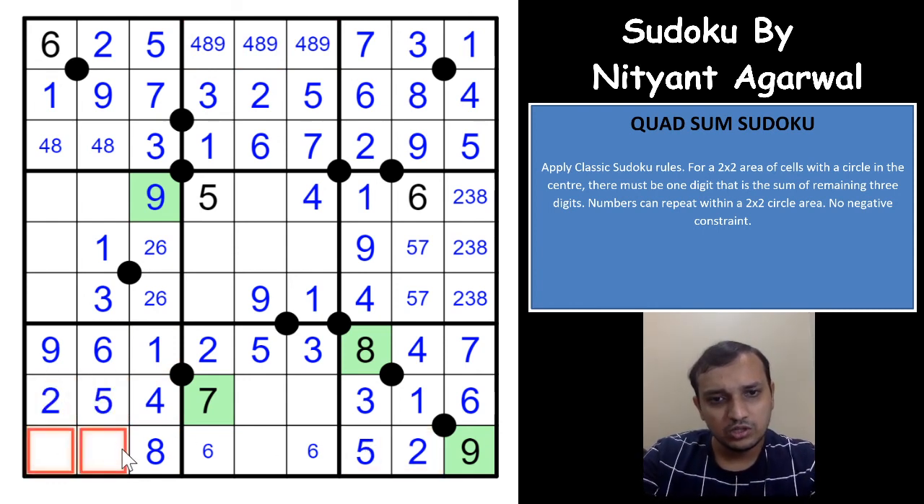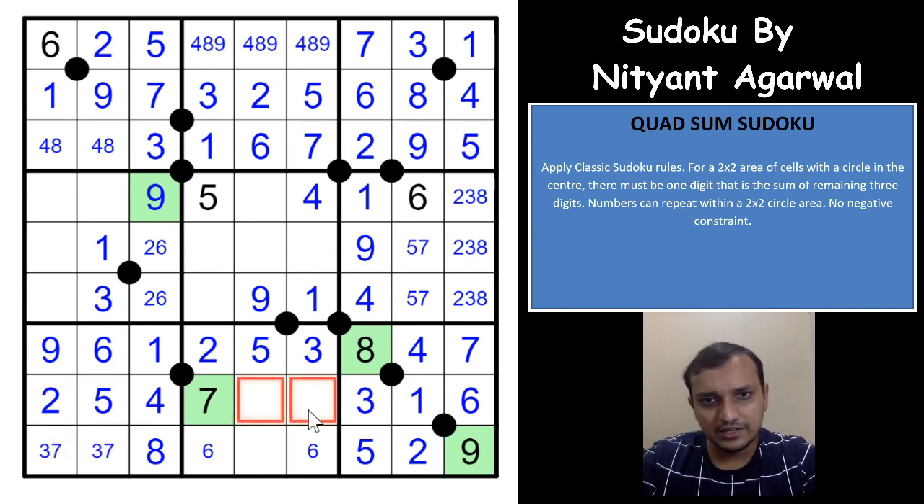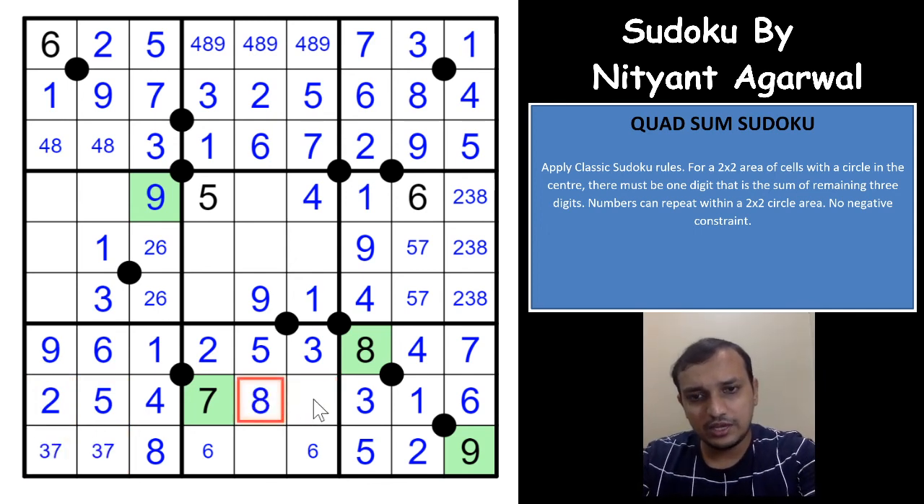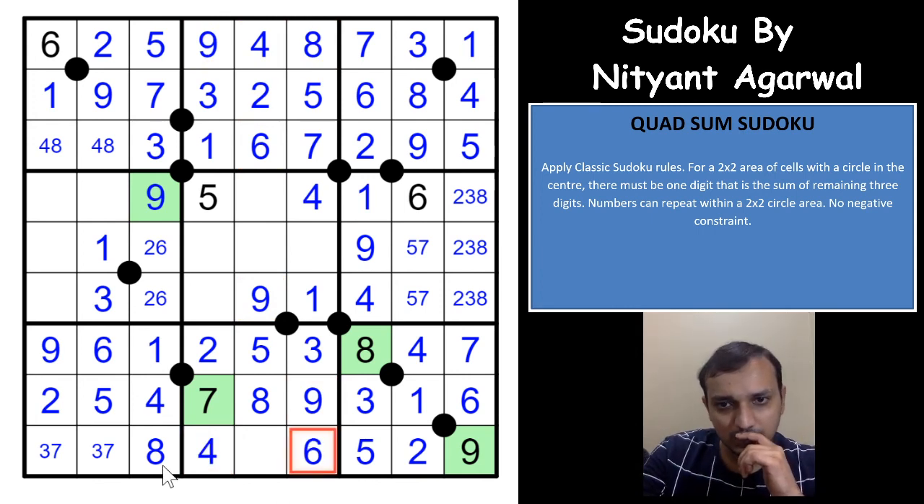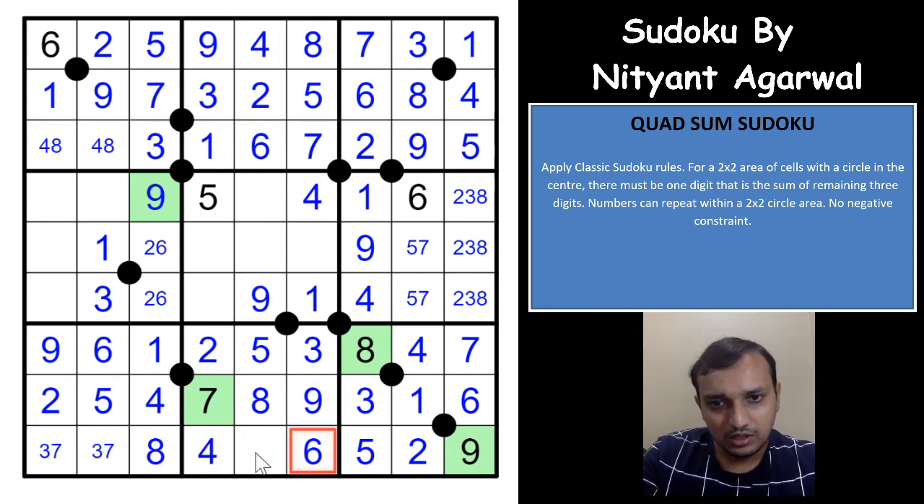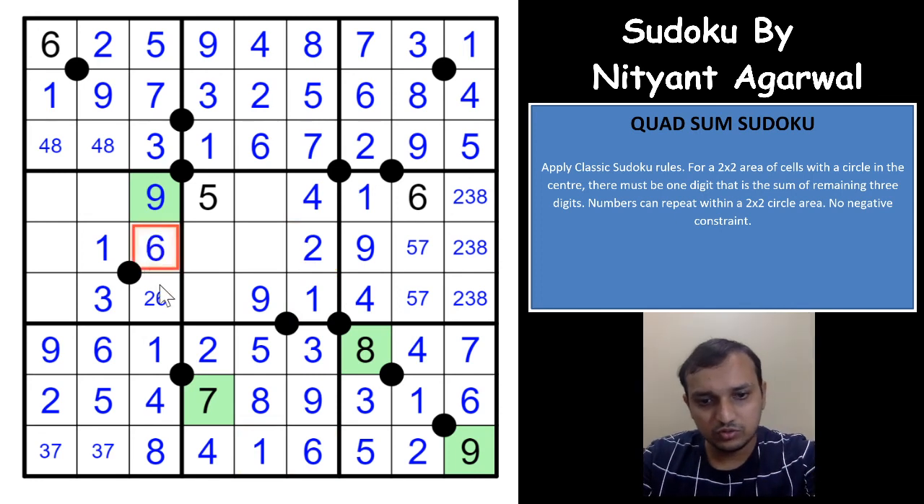5 and 2. 3 and 7, right? So 3 and 7. These two cells are 8 and 9. So this would have to be 8. That gives you a 9 here. That gives you a 9 here. A 4 and an 8 here. That gives you a 4 and a 6 here. Okay. Now we have actually been able to solve this Sudoku easily. That gives you a 2 here.